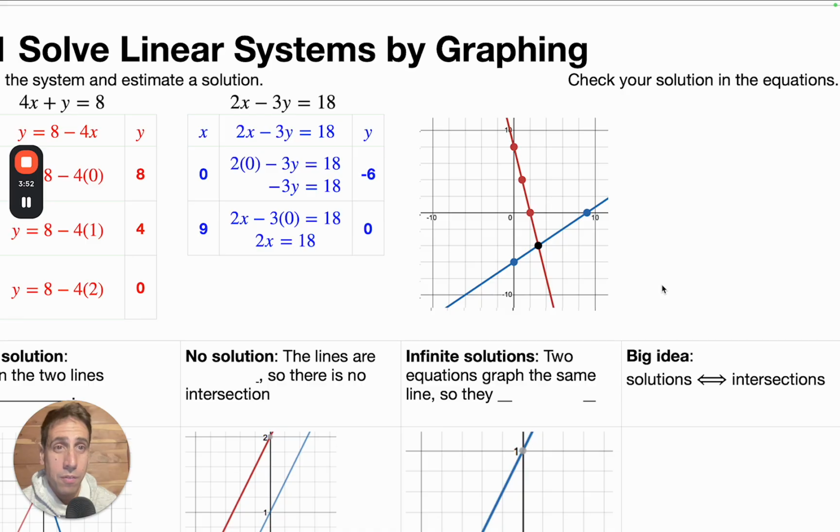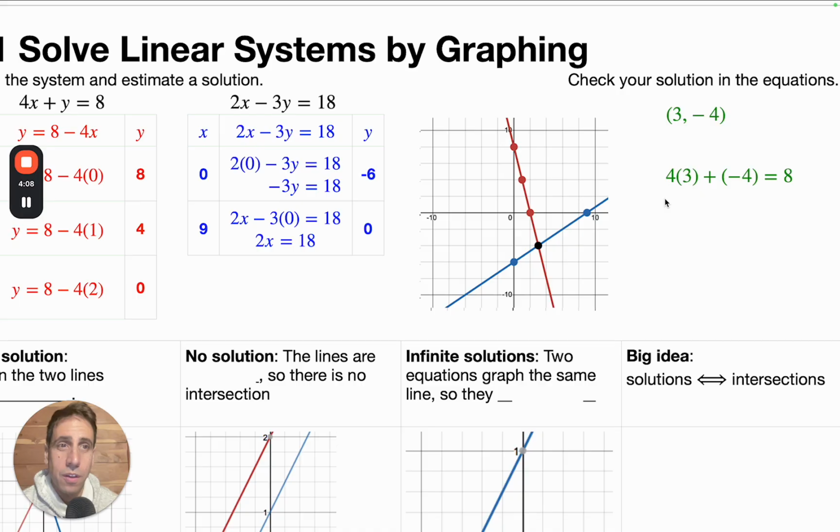It's the one pair of numbers, 3, negative 4. It's like 3 units over and 4 units down. 3, negative 4 is the only pair of numbers that's going to work in both equations at the same time. And in order to check that, you have to actually plug them in. So let's check the solution in the equations.